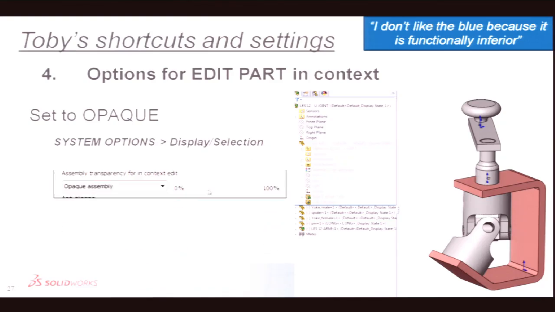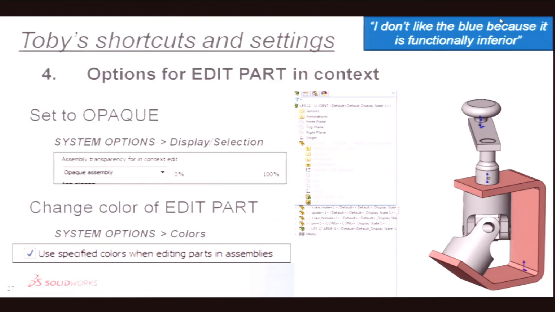This is a quote up top here by me. I don't know why I put it in quotation marks. But I don't like the blue color because it's functionally inferior, and it's simply because your sketches are blue and they're underdefined. So what I'm talking about here is when you right-click on a part and you go into Edit Part.